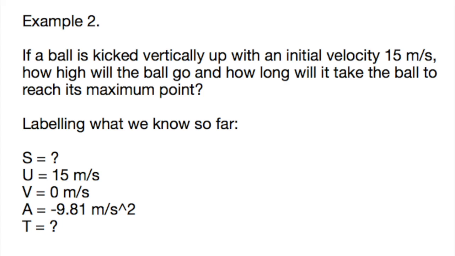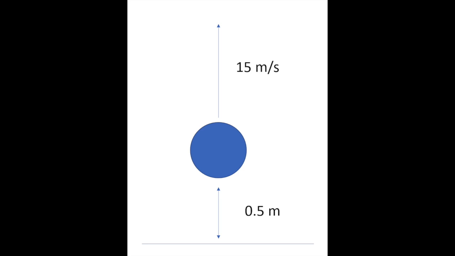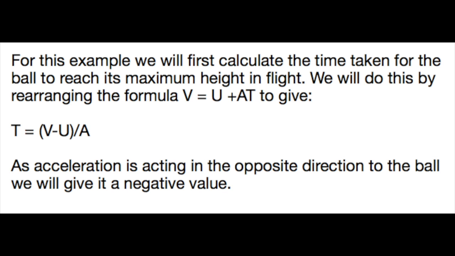In this example, a ball is kicked vertically upwards with a velocity of 15 meters per second. We will calculate the maximum height of the flight of the ball and the time taken to reach that point. For this example, we will first calculate the time taken for the ball to reach its maximum height in flight.